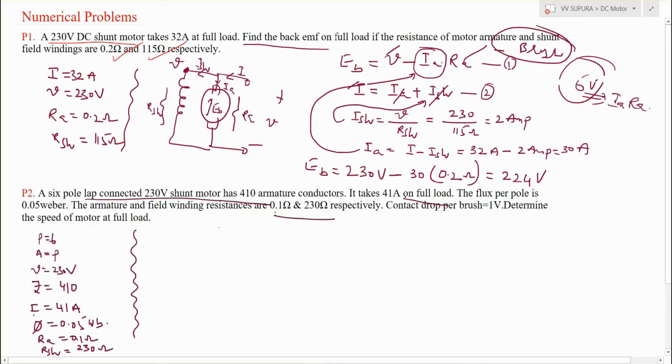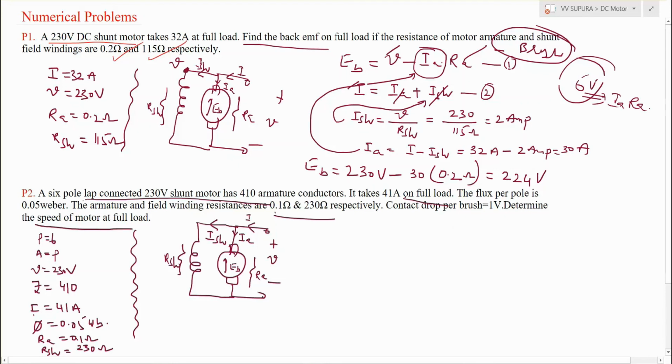From this I can draw a simple diagram to understand. This is the armature and these two are brushes. This is the supply voltage, and the shunt connected winding is having some shunt field resistance RSH. The current through the shunt field is ISH, then there is the armature current IA, and I will be the supply current. Supply voltage V, back EMF EB and armature resistance RA. So what do they want? They want to calculate the speed of the motor at full load.